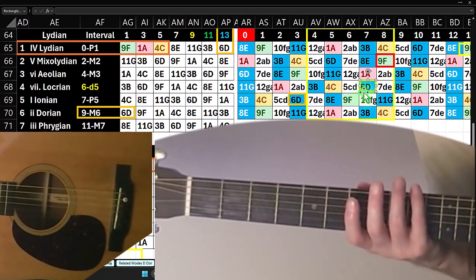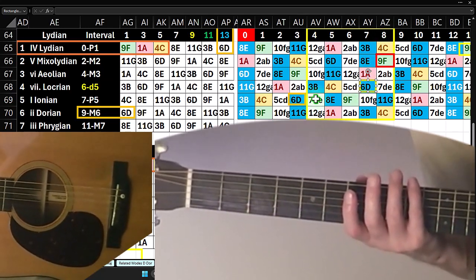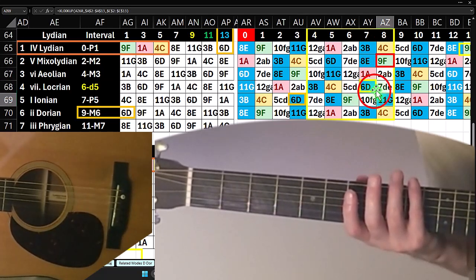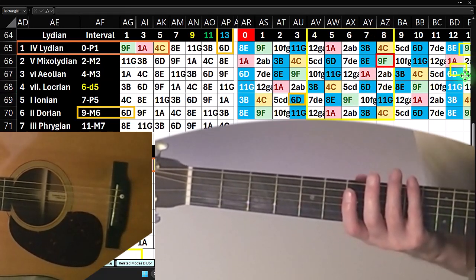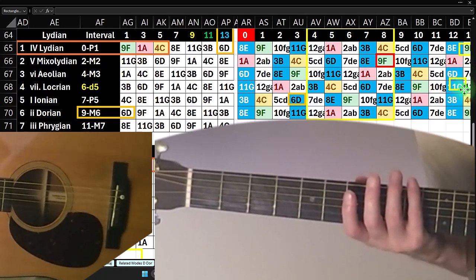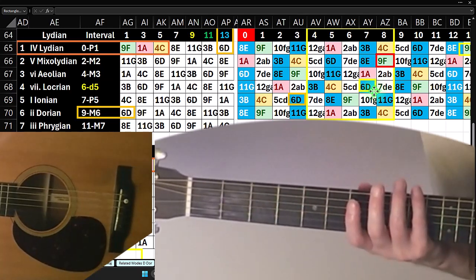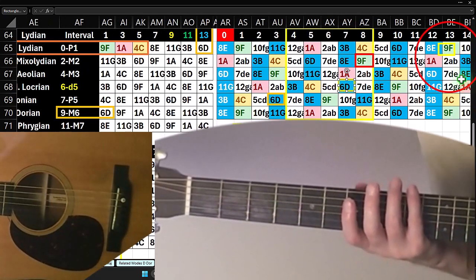Wait a sec. No, it would be harder to play. Because if I go down and back, wait a sec. I'm going down 1, 2, 3. Down 1, 2, 3. And then I'm looking for that D. So we have, okay.